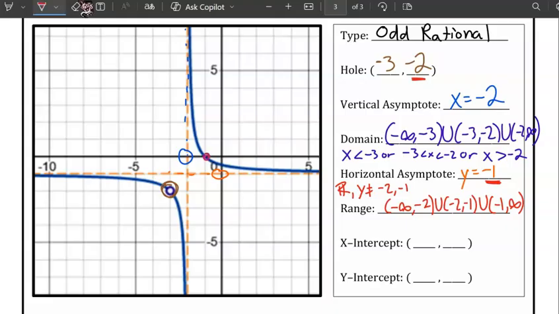The x-intercept is right here. Looks like it's about -1 and then 0. The y-intercept looks like it's halfway between 0 and -1. So let's approximate that at -1/2.